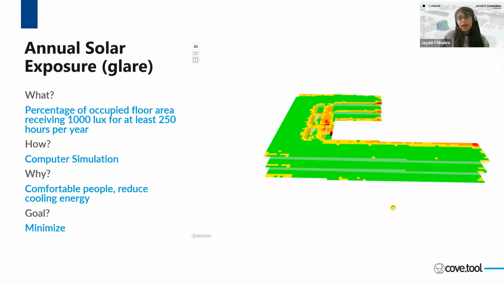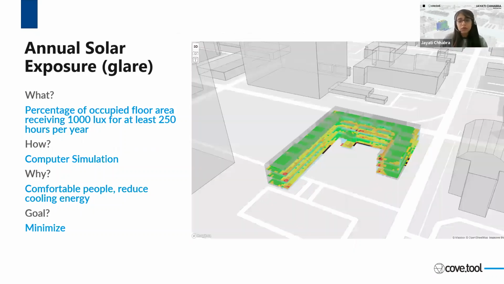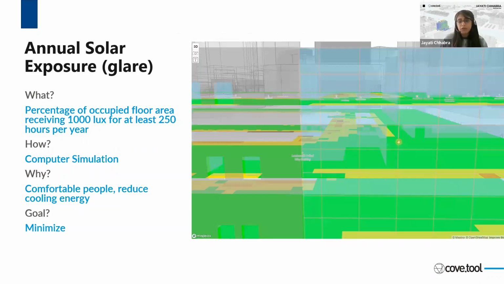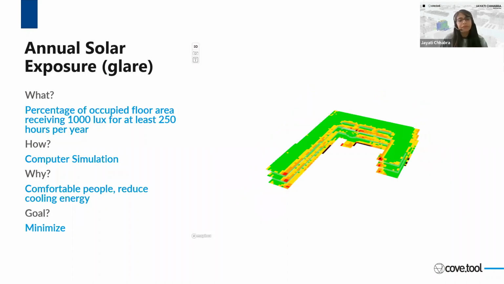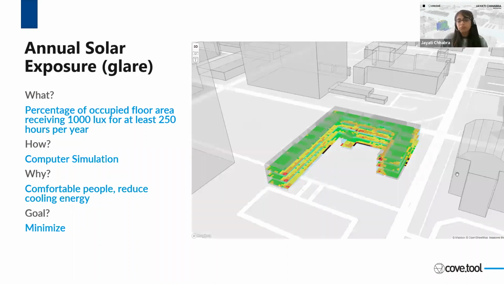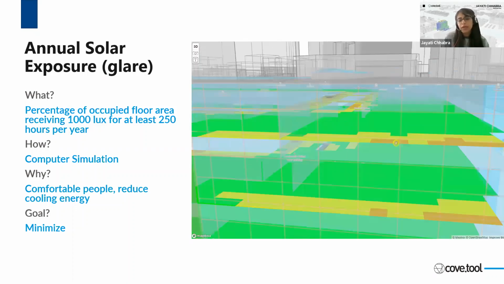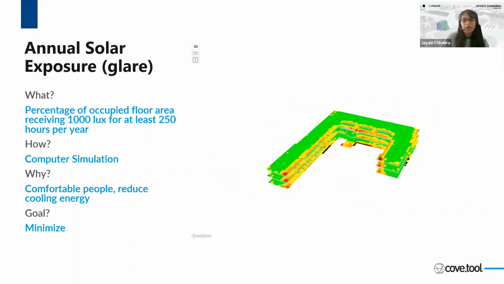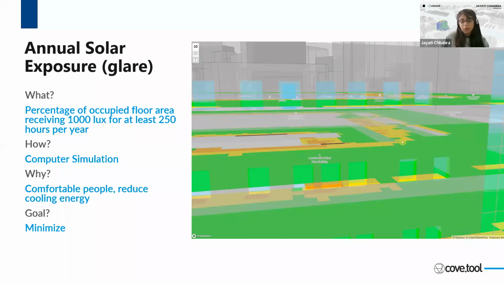Now, conversely, we have annual sunlight exposure, ASE, which is glare. Glare is when there is too much sun, too much brightness that hurts our eyes. So this analysis gives us the percentage of floor area receiving greater than 1000 lux for at least 250 hours per year. Our goal is to minimize the glare so that the occupants are comfortable, and also it contributes to reducing the cooling energy as well, because we will be avoiding any extra solar heat gains. Now, there are also other analysis types like radiation and sun hours that can also be used to avoid any hotspots on the building envelope.